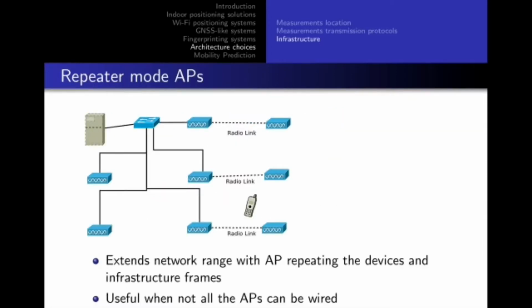Then we can use repeater mode access points. So for instance, if we have the core wired network here and some of the areas have poor coverage, you can extend with only one radio link from the wired network to another access point, which is a repeater, and which improves the coverage of the network. And again, your device will connect to any of the access points. It's transparent from its point of view.